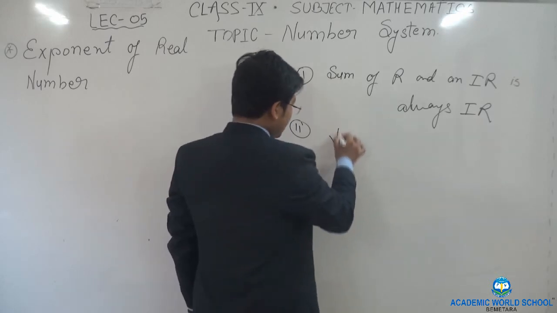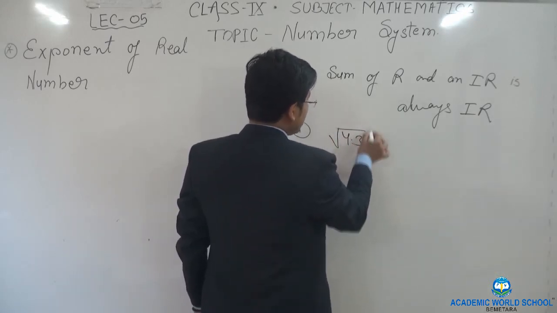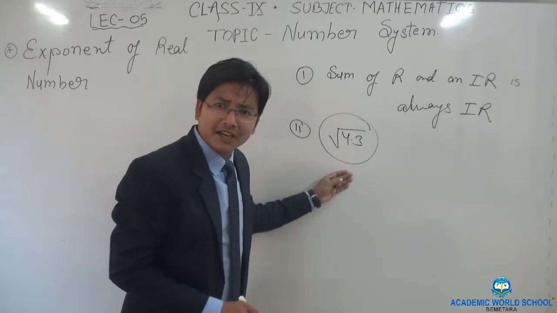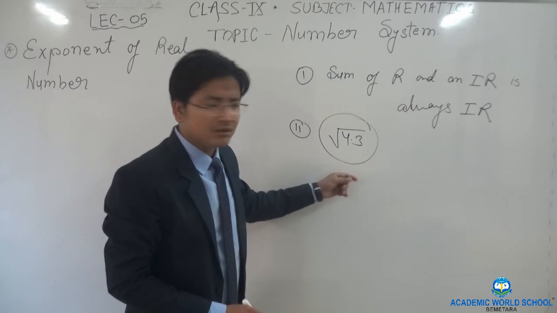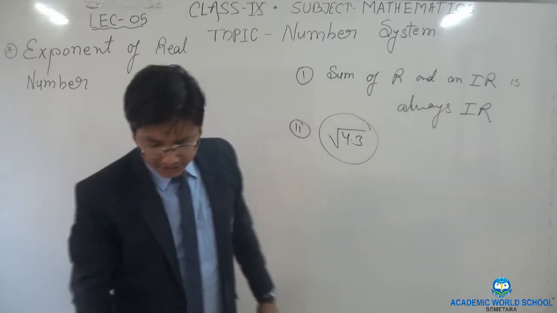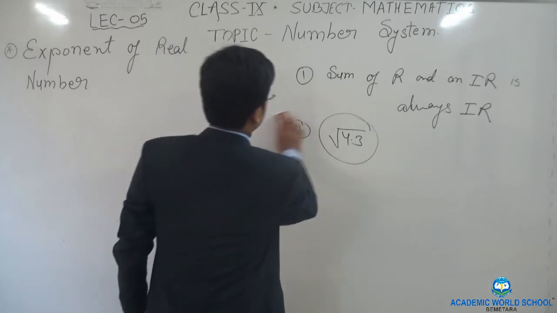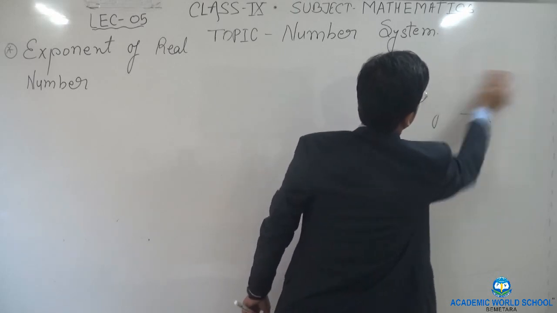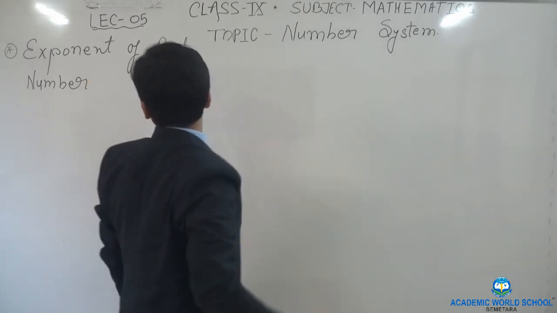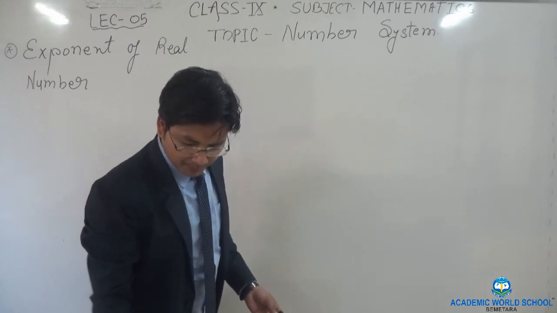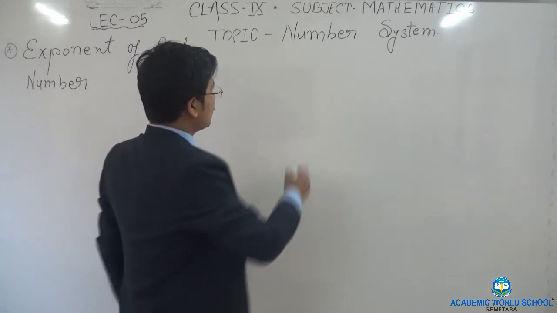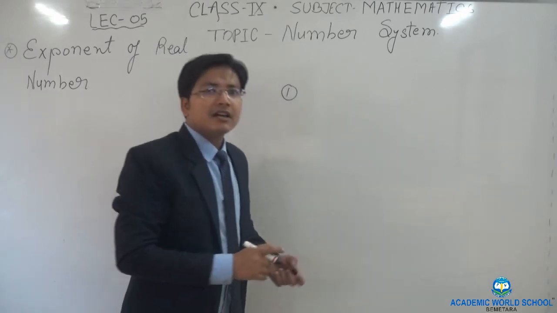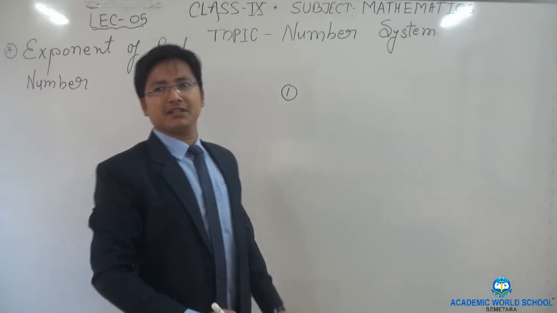we have done a representation of this type of number on the number line system. Very important question. Once again I am reminding you, I hope you have done the assignment of lecture 4. So now we are moving to this topic, exponent of real number. And before I move to this topic, one more important thing that we have learned in lecture number 4, that is rationalization of denominator.